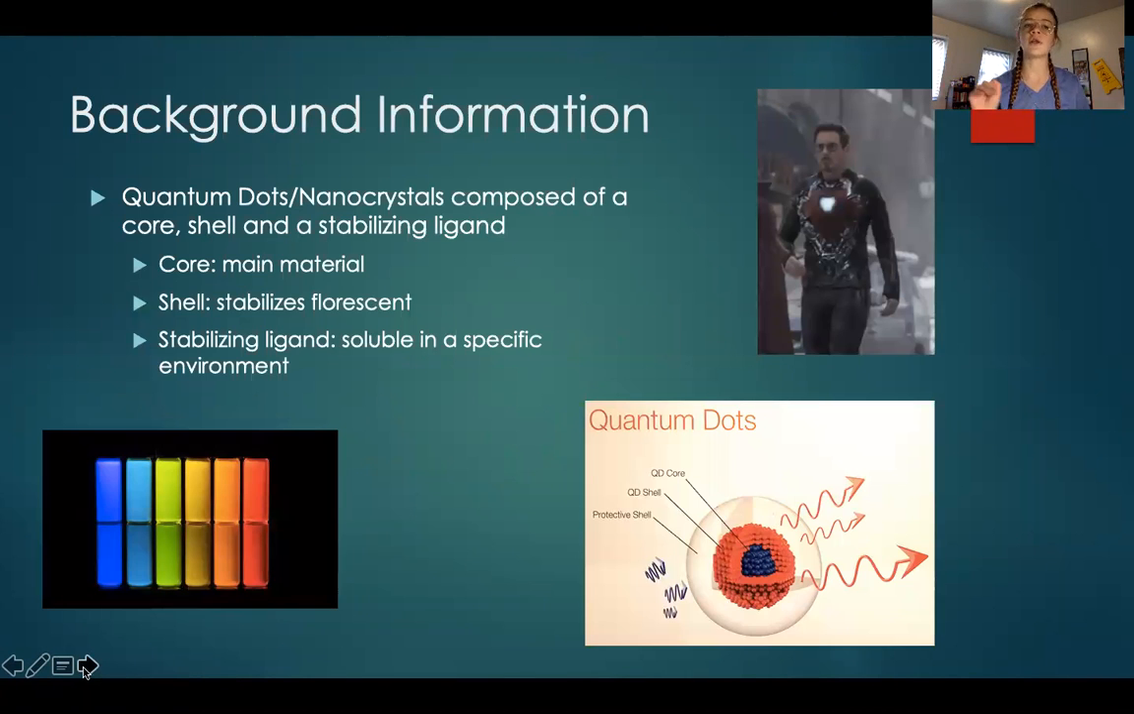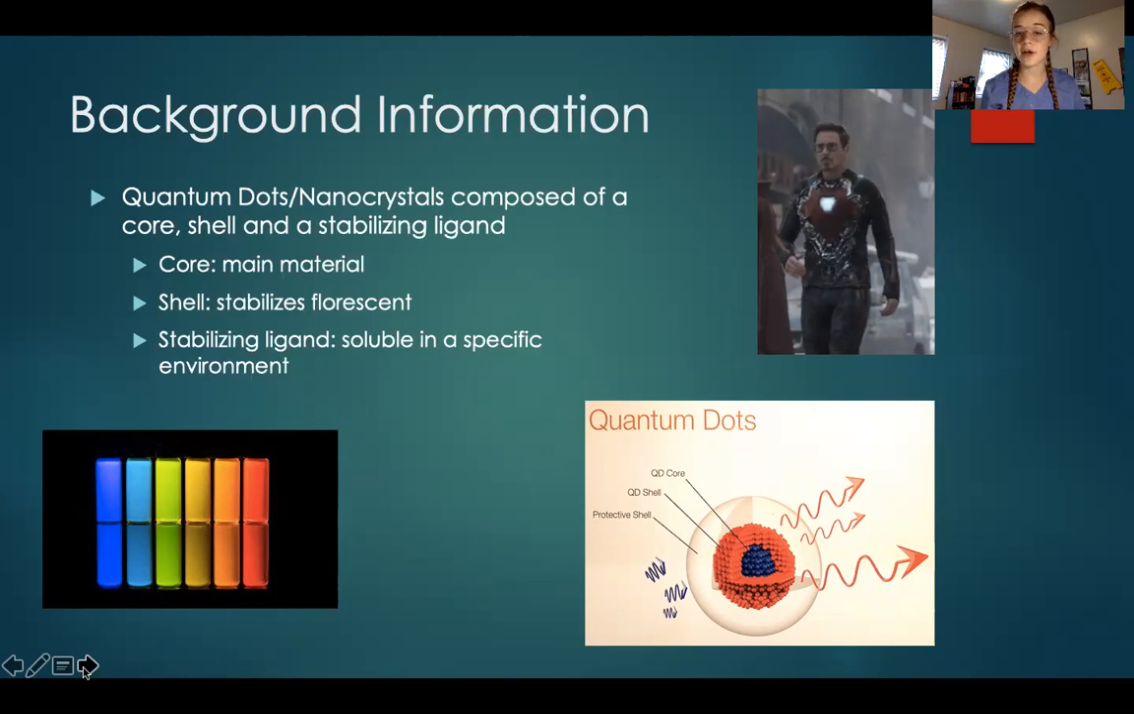So first off, I'm going to give you all a little bit of background information on what exactly nanocrystals are. What are quantum dots? Well, they're tiny structures composed of a core, a shell, and a stabilizing ligand. The core is your main material. For example, in my research, we use copper indium as our core. The shell stabilizes the fluorescence, and then the stabilizing ligand is what makes your nanocrystal soluble in a very specific environment. So say you want it to be soluble in an aqueous solution, you would have an aqueous stabilizing ligand on the outside, as you can see in the picture on the bottom right.